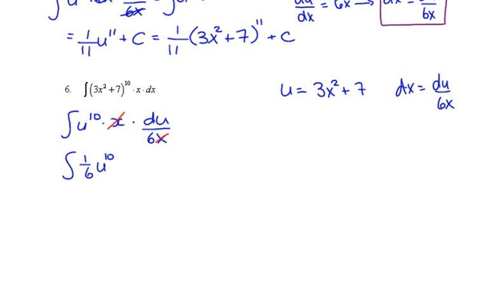Okay? So when we integrate this, what's our power going to be? So we have 1/6, u to the 11, same thing. And then 1 over 11. So it actually becomes 1 over 66.